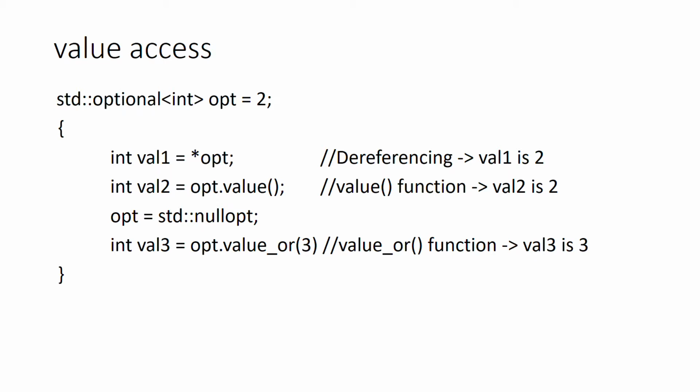To access the value contained within the optional object, you can use dereferencing. As you can see here, the opt object contains value 2, or you can use the value function. So both of the values val1 and val2 will have value 2 here.